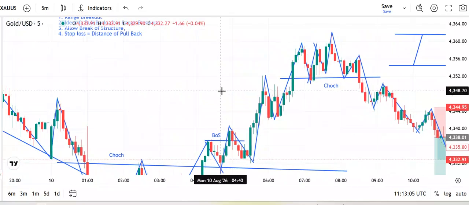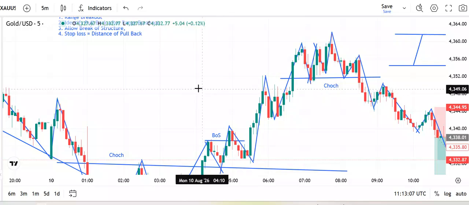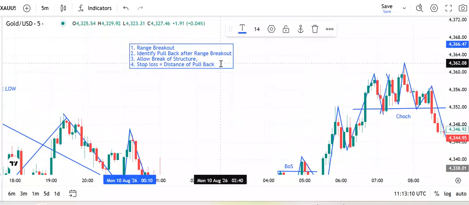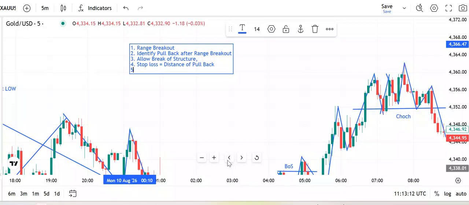Then point number 4, enter after break of structure or enter after second pullback. And point number 5, enter trade after break of structure, or enter after second pullback.